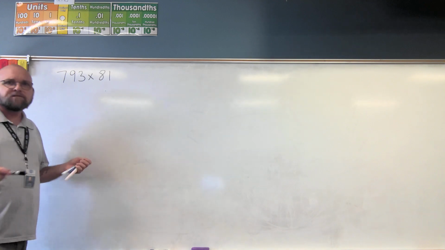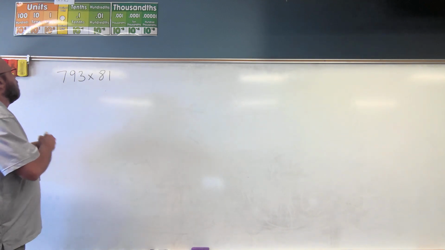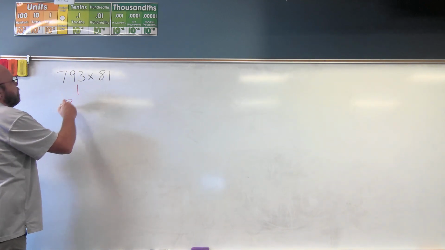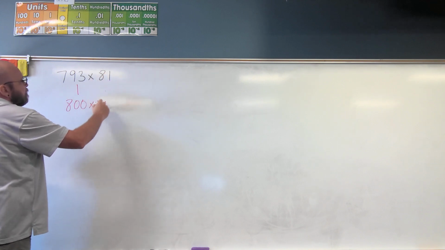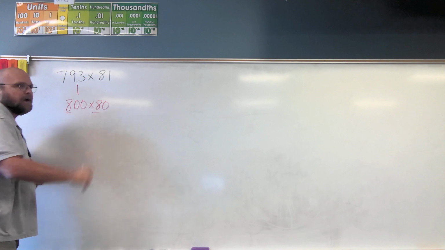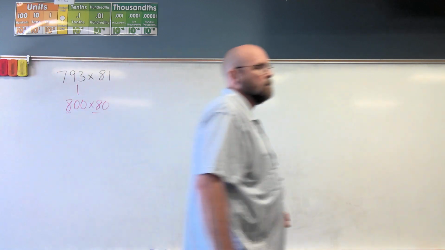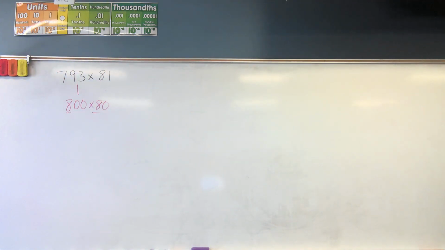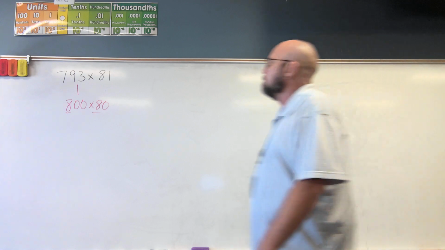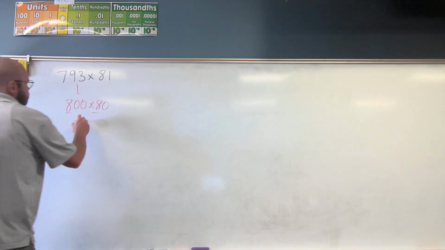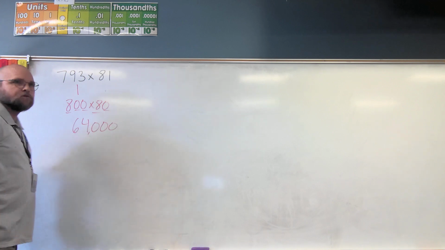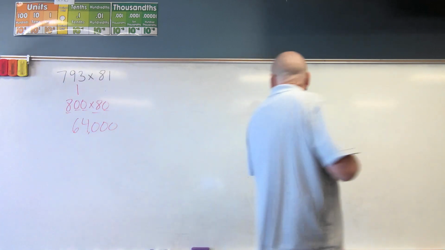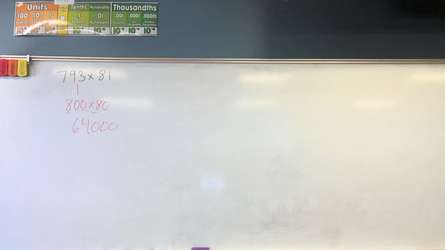Now, first, of course, I'm going to estimate. I'm going to change 793 to 800. I'm going to change 81 to 80. Now I only have to know 8 times 8. What is 8 times 8? 64. And I've got 3 zeros. So my answer should be somewhere around 64,000.